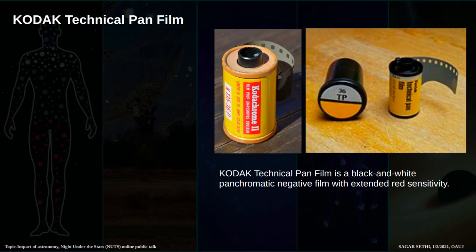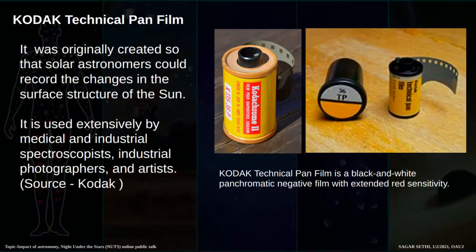When you are looking at the sky, you are basically looking at the visible spectrum, but how to record it? That was the challenge at that time, maybe in the 1950s or 1960s, when they started to photograph the sky. This was originally created by solar astronomers to record the surface structure of the sun while avoiding the sky, because the sky is mostly emitting in the blue. That's why this Technical Pan film's efficiency lies near the red part of the electromagnetic spectrum.